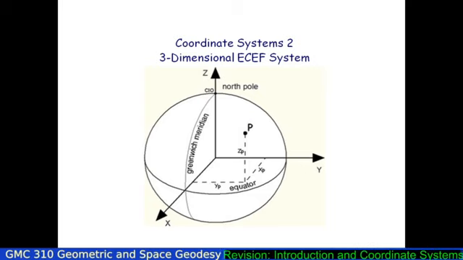Then we went to the second system, your three-dimensional Earth-centered, Earth-fixed system, with an X and a Y and a Z coordinate, and the X coincides with the Greenwich meridian and the equator. Y obviously is 90 degrees to that, so that goes through 90 degrees east and the equator, and the Z-axis coincides with the axis of rotation of the Earth.